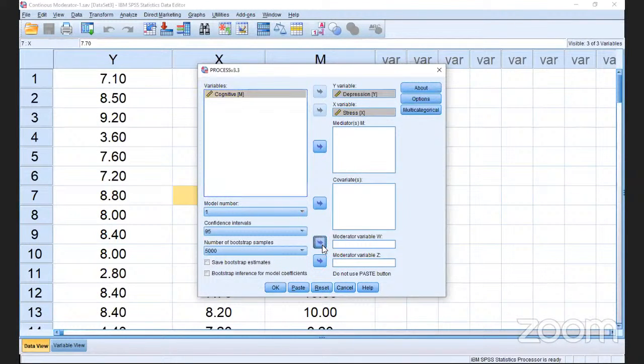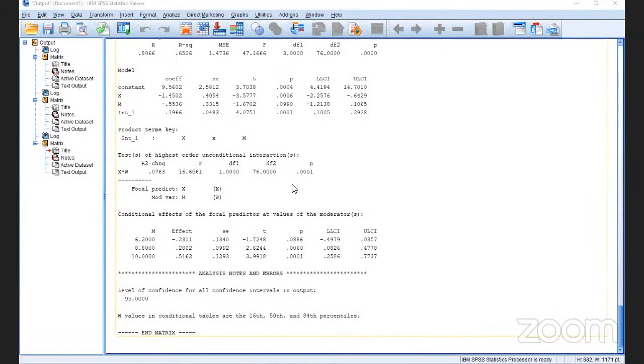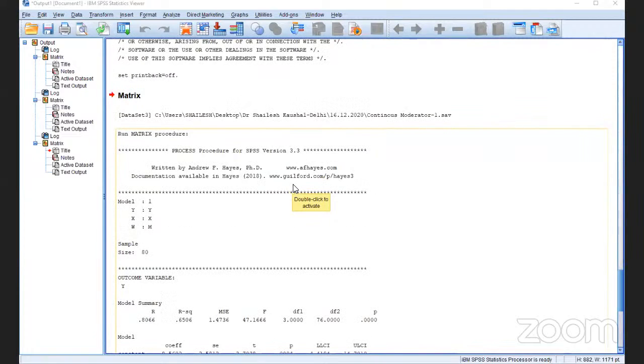So the moderator variable is W. The moderator variable I have transferred here, and continue. Okay. And after this we will see the output. This is our output.